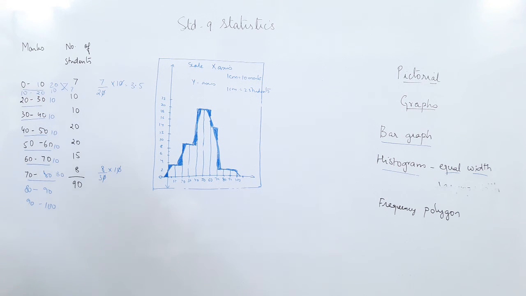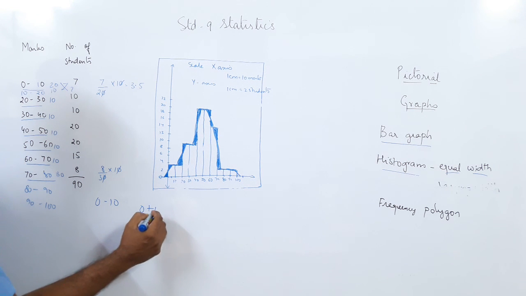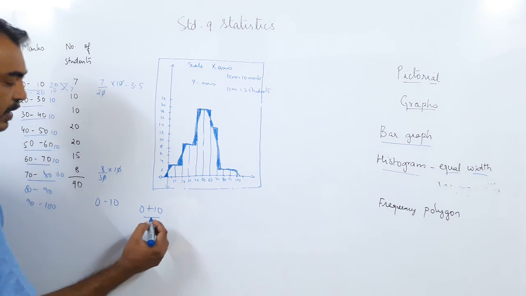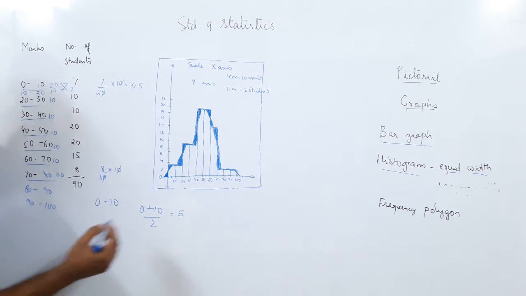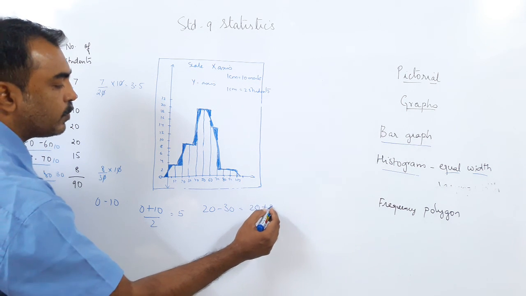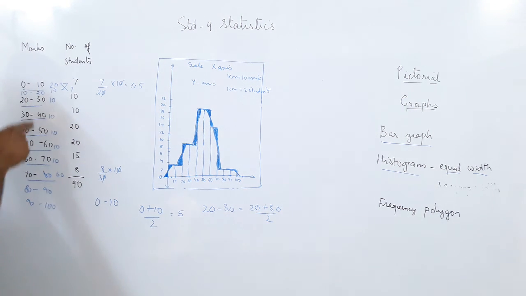Now how do you find the midpoint? There is an easy method. Class 0 to 10: do 0 plus 10 upon 2. What is 0 plus 10? Sorry, 10. 10 upon 2 is 5. And we have 20 to 30. What is the midpoint? 20 plus 30 upon 2. 20 plus 30 is 50. So 50 upon 2 is 25. So you have to find the midpoint.